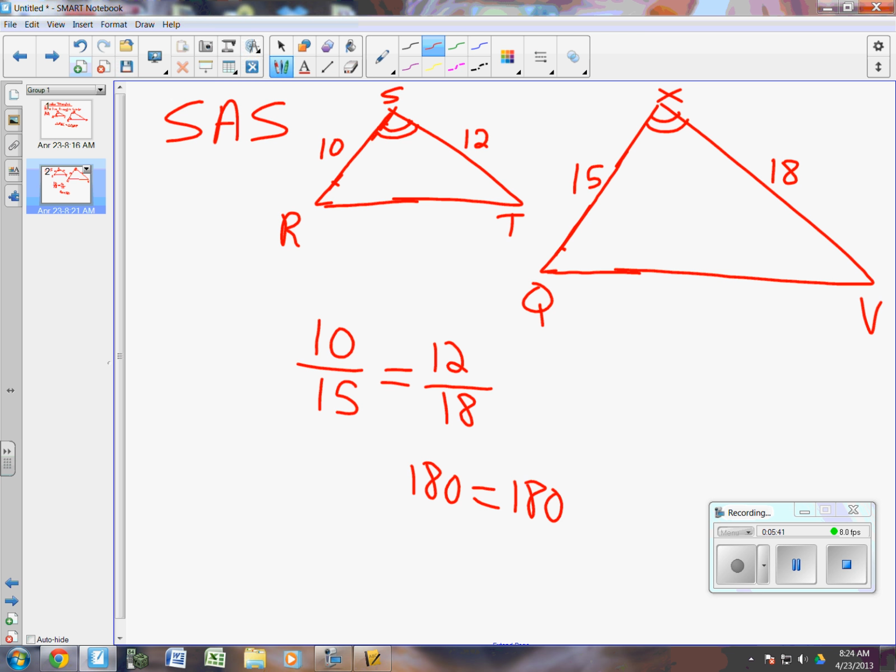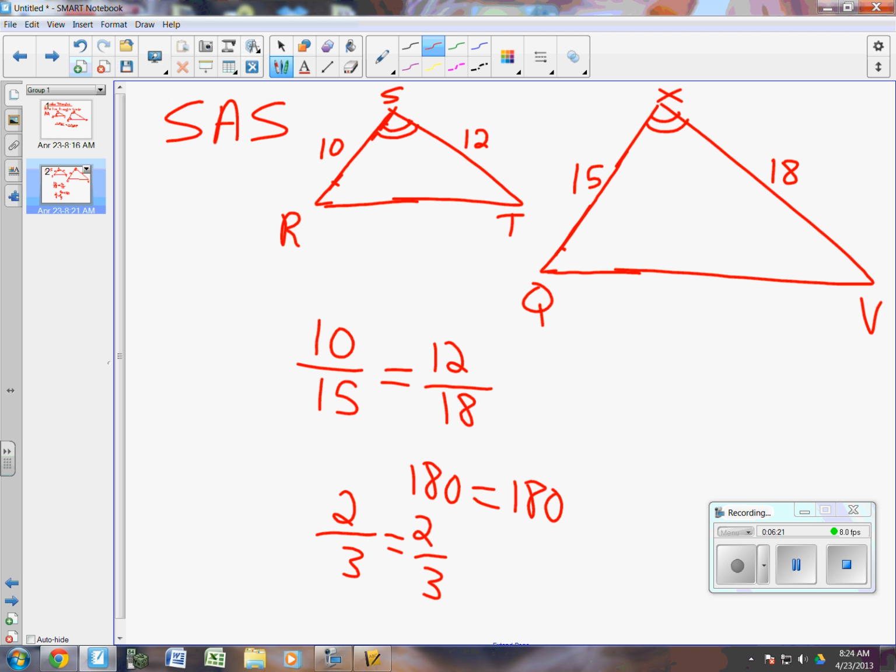Also, what's another way? We can simplify each fraction. 5 will go into 10 and 15 both, right? It will go into 10 2 times. It will go into 15 3 times. What number will go into both 12 and 18? Okay, 6 will go into 12 2 times. 6 will go into 18 3 times. So they both reduce to 2/3. Therefore, we know that these two ratios are equal. And we call these two ratios a proportion. And we say that these sides are proportional.